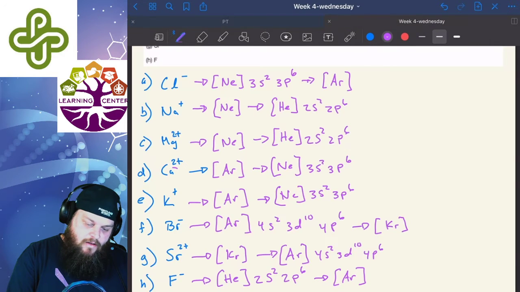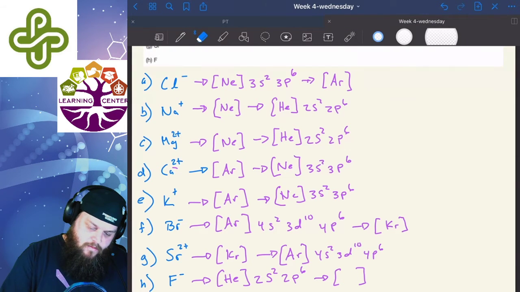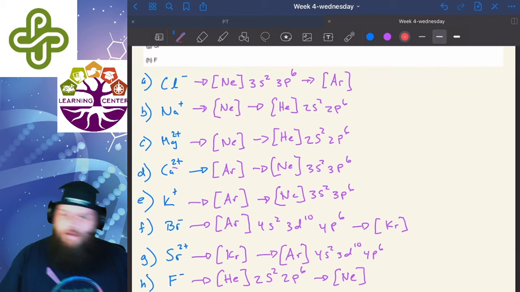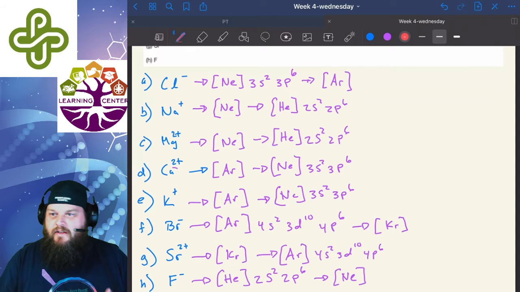I'm sorry, a neon core. I almost forgot about neon. So one thing we can notice here is there's a lot of similarities between these.